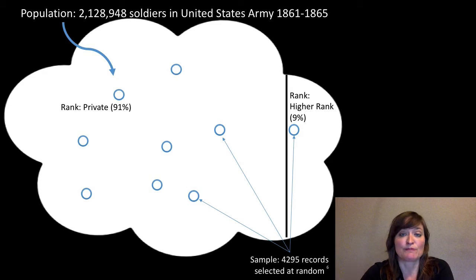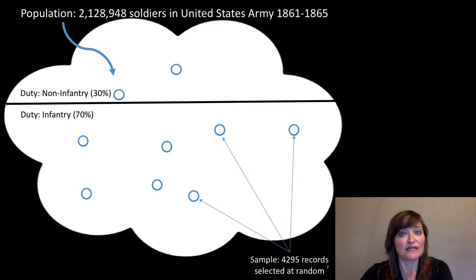We can also divide the population into other meaningful subgroups. For example, we know what members of the population were assigned to the infantry, and it was about 70%. And we know what members of the population were assigned to non-infantry duties, and that was about the remaining 30%. And so again, a sample drawn should look just about like the population. There'll be some sampling error, but it should approximate that underlying population.